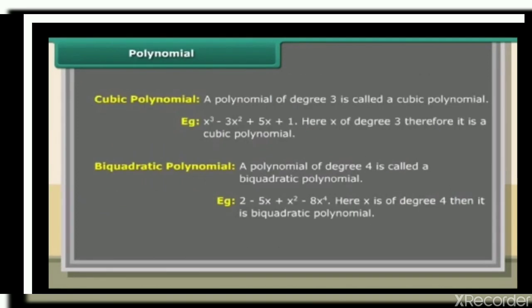A polynomial of degree 3 is called a cubic polynomial. Example, x cubed minus 3x square plus 5x plus 1. So here x is of degree 3, therefore it is a cubic polynomial. Biquadratic polynomial. A polynomial of degree 4 is called a biquadratic polynomial. For example, 2 minus 5x plus x square minus 8x to the power 4. So here x is of degree 4, then it is a biquadratic polynomial.